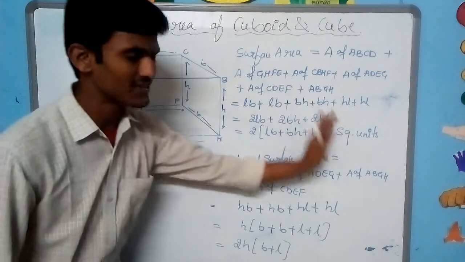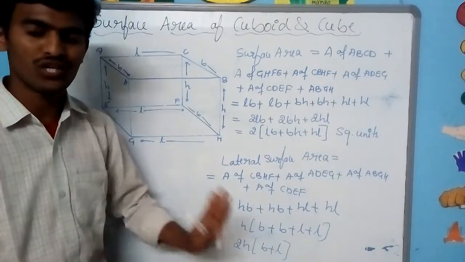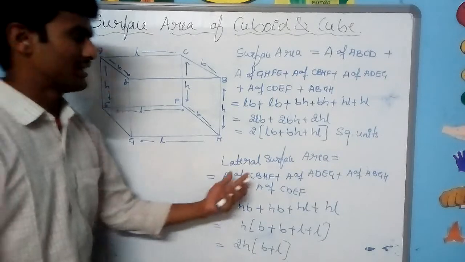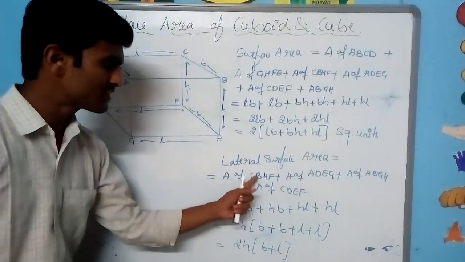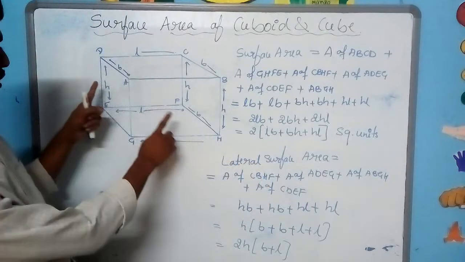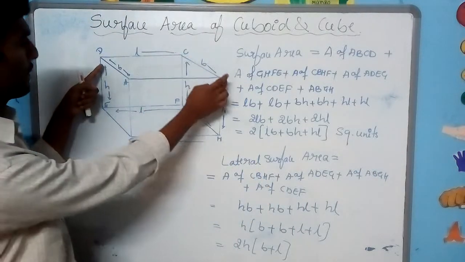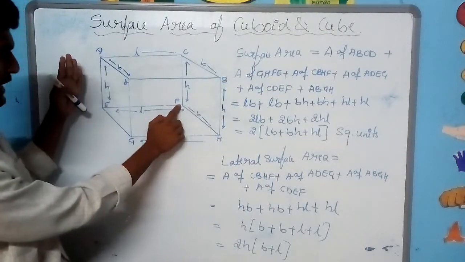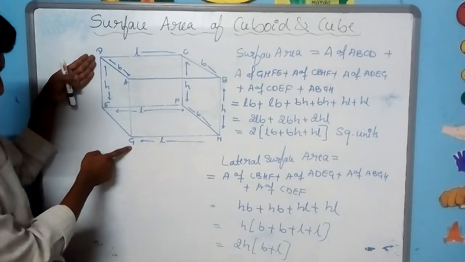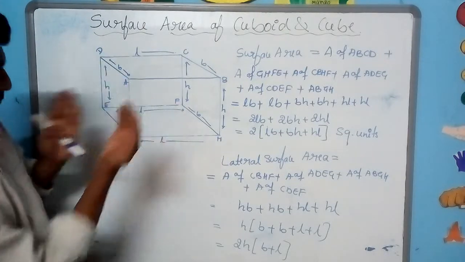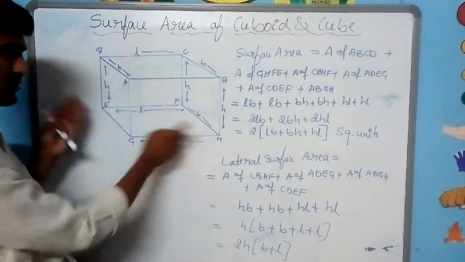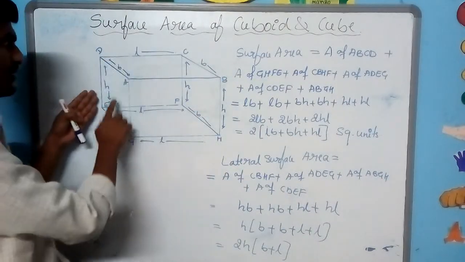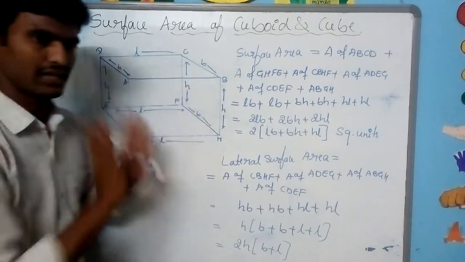You should follow the same procedure here. No need to change anything. Now the lateral surface area equals the area of CBHF, which I already showed, then again the area of ADEG, then the area of front and back, the area of AB and G, and the back area of CDEF.